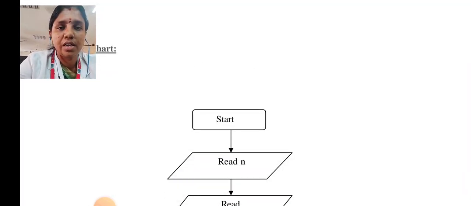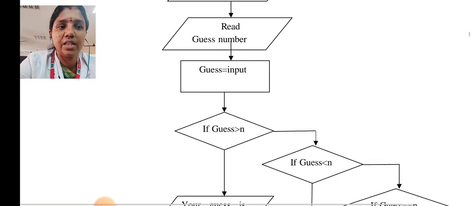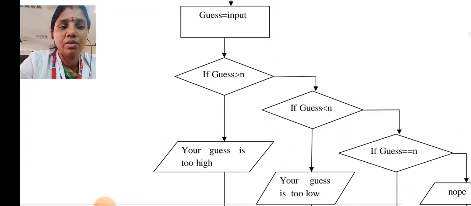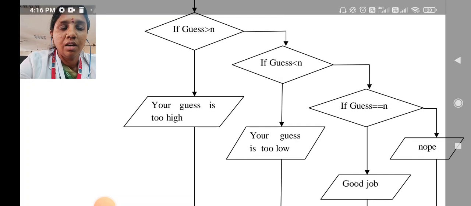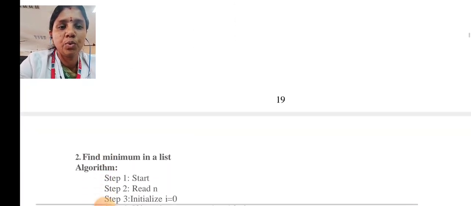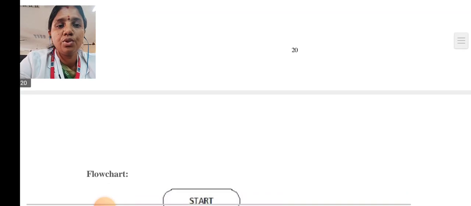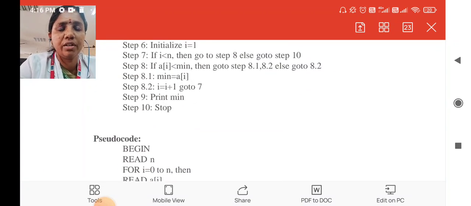This is a flow chart. Start, read n, read guess number, guess is equal to input. If guess is greater than n, like that. As shown in the algorithm, if the input value is greater than n, the guess is too high. If the input value is less than n, guess is too low. Is equal to n, good job. That's fine, we stop the program. And next, here we are considering all the illustrative programs with algorithm, pseudocode and flowchart. This alone we need to find out in this unit.